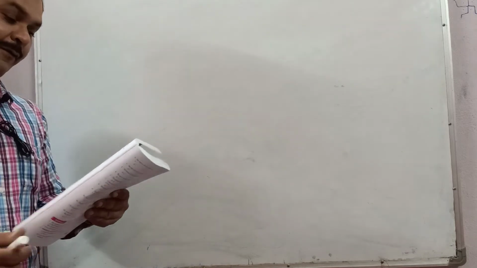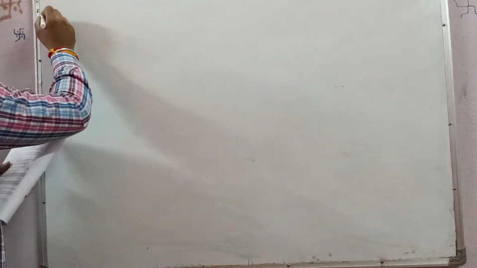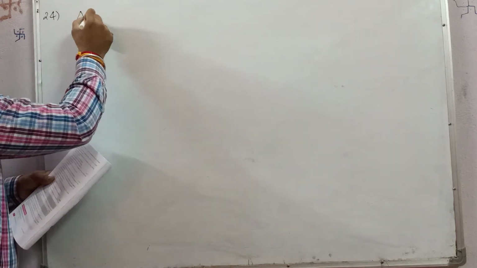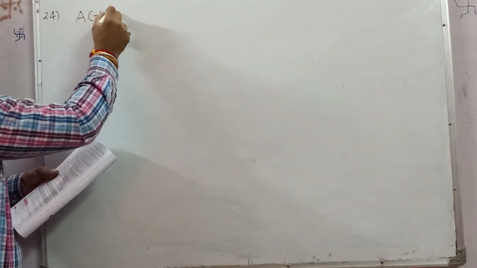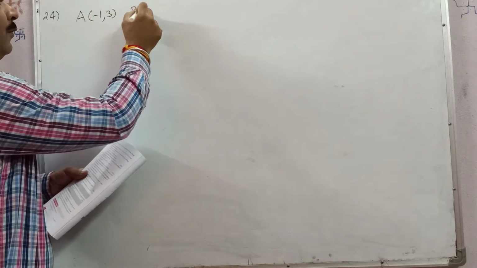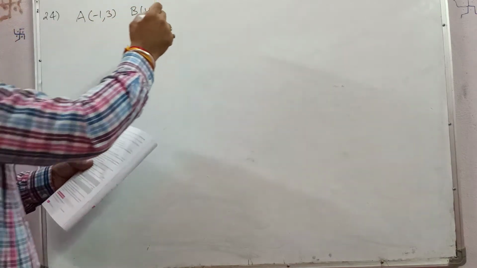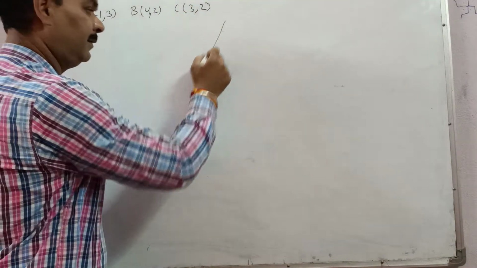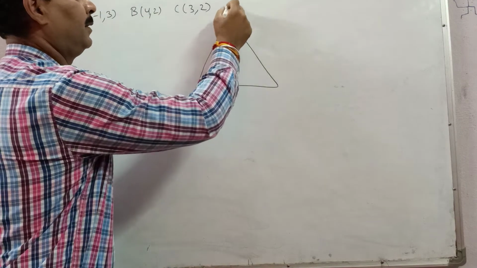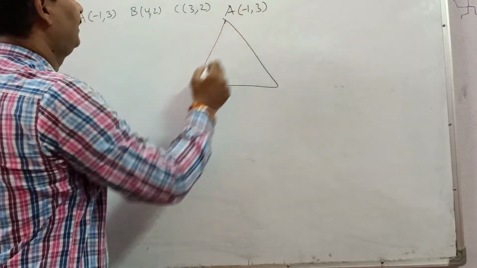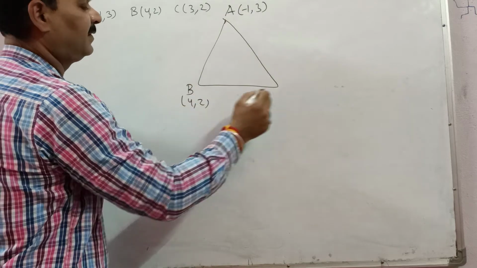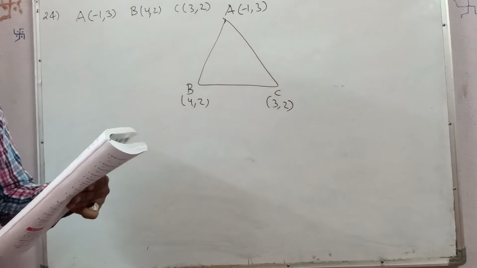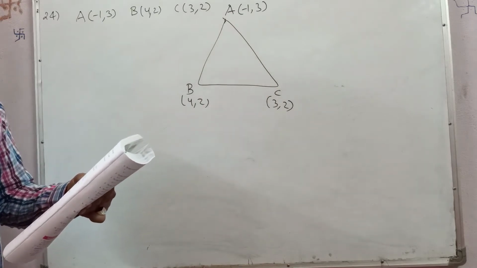Question number 24. A minus 1 comma 3, B 4 comma 2 and C 3 comma 2 are the vertices of a triangle. Okay, let us make a triangle. A minus 1 comma 3, B 4 comma 2 and C 3 comma 2. So these are the three vertices of the triangle. Find the coordinates of the centroid G of the triangle.